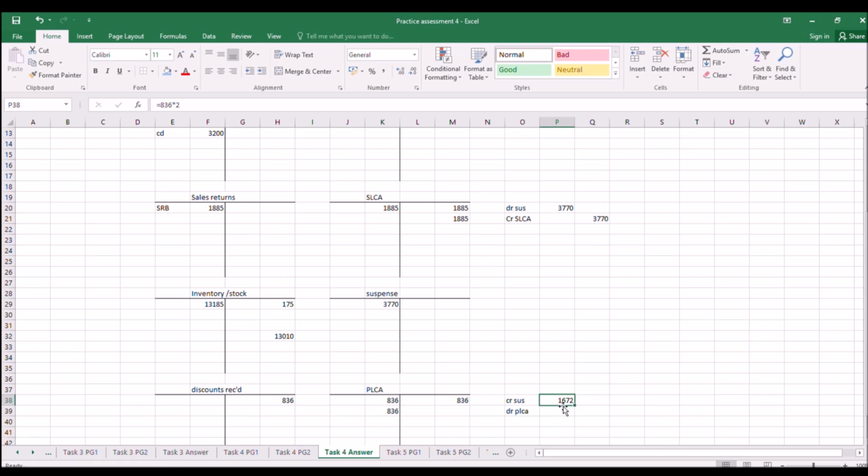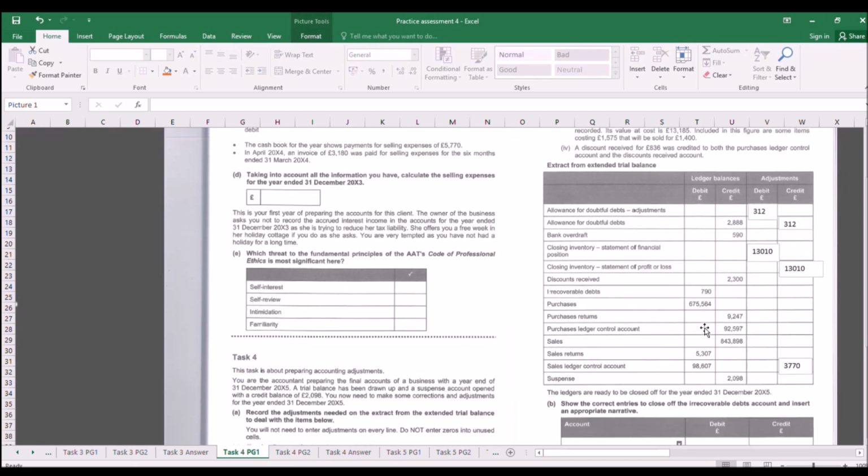So that's how our journal should have looked. Let's then put that into here, 1672, into there as well. I think we've got a brought forward in there, and I think we've run out of items.